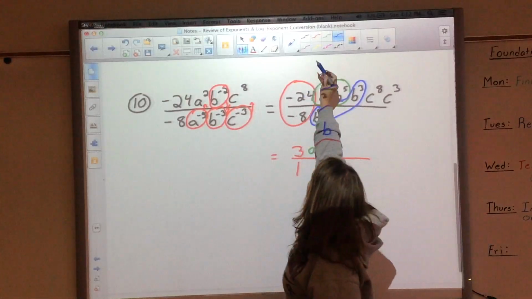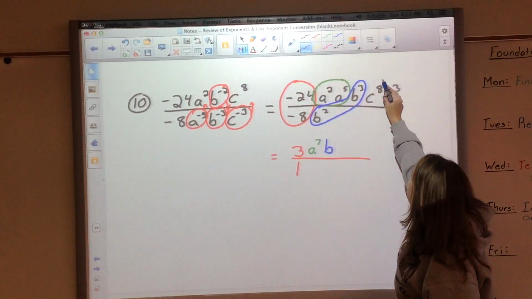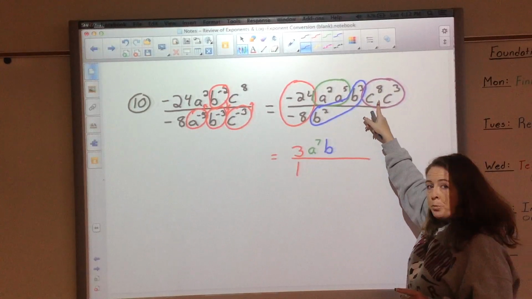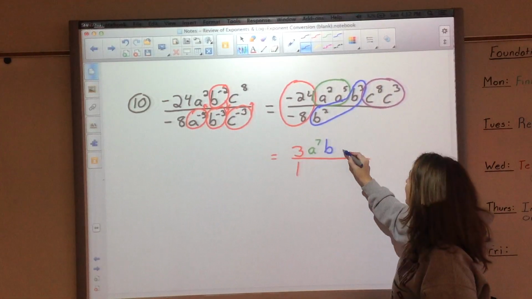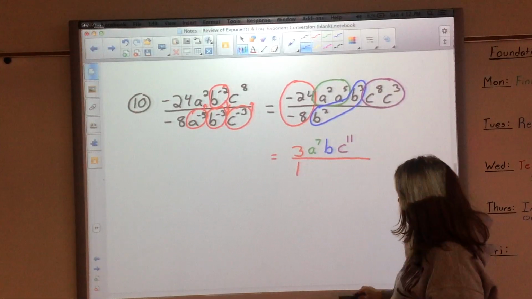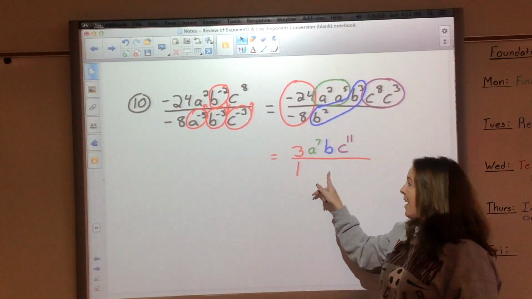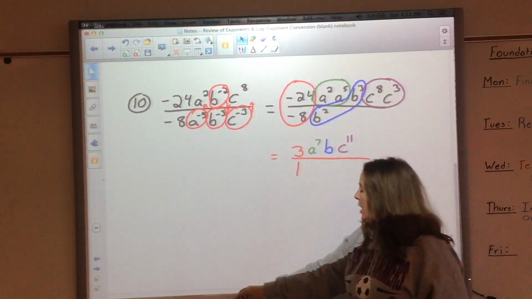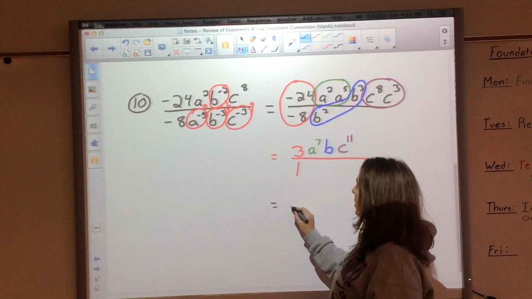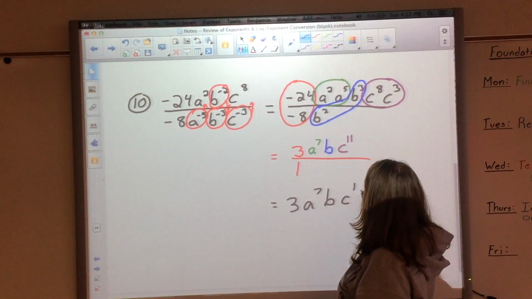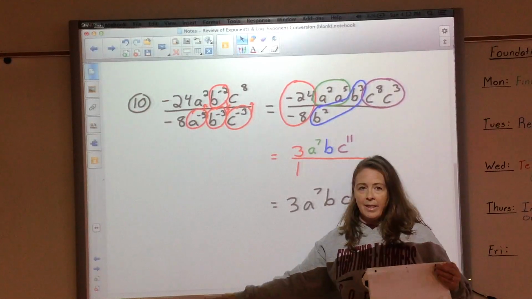And then the last thing is our c's. Both on top being multiplied together, so that gives us c to the 8 plus 3 is 11. Okay, so when we look at this, I didn't have anything left on the bottom, which tells me I can totally lose that and just write it as 3a to the 7, b, c to the 11. And that's it.